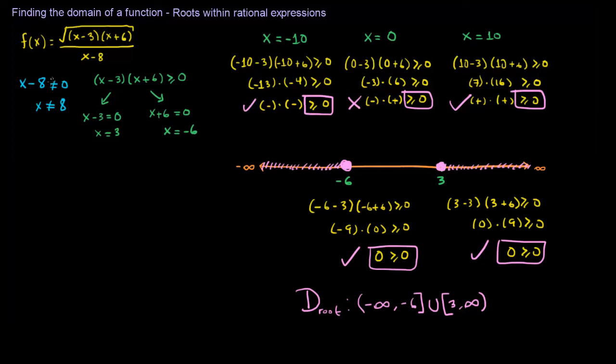But we cannot forget about this x different from 8. This restriction is placed by the x minus 8 on the denominator, because if we accept the value of 8, we will fall into a non-defined situation. That's the problem here. So we have to put together all these restrictions, this one and this one, in one big solution.